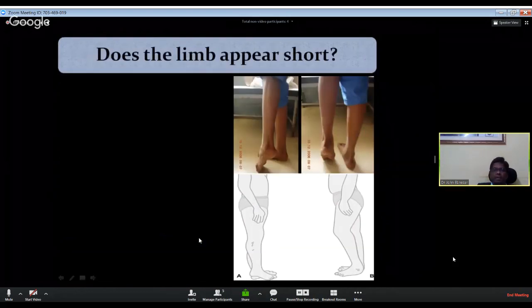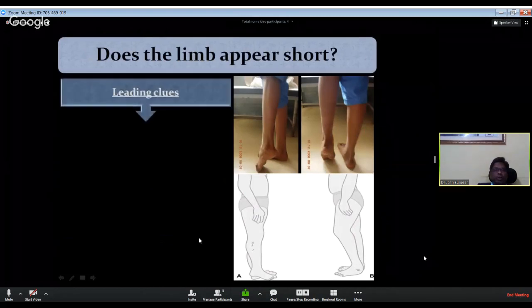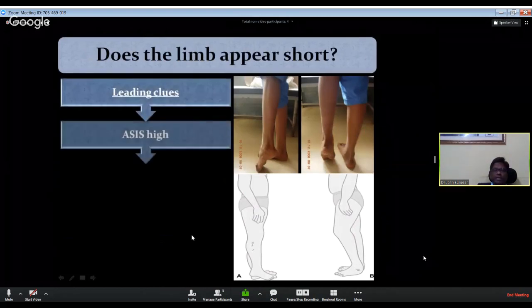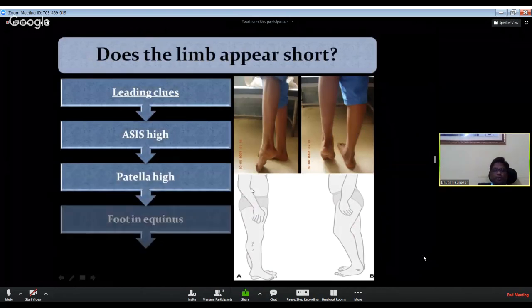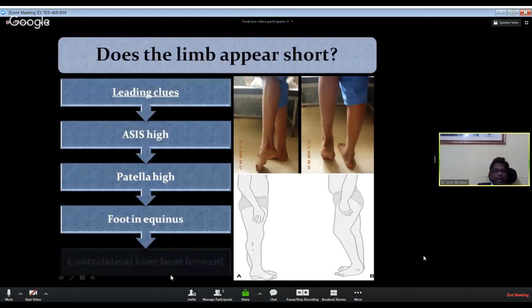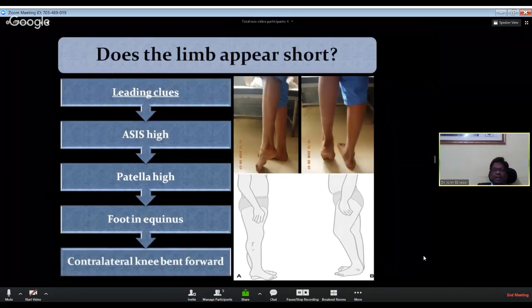Then, does the limb appear short? If so, what does it include? The ASIS is on the higher side, the patella is high, the foot is in equinus, and the contralateral knee is bent forward. So, if you see these features, then it is very clear that the limb is short.